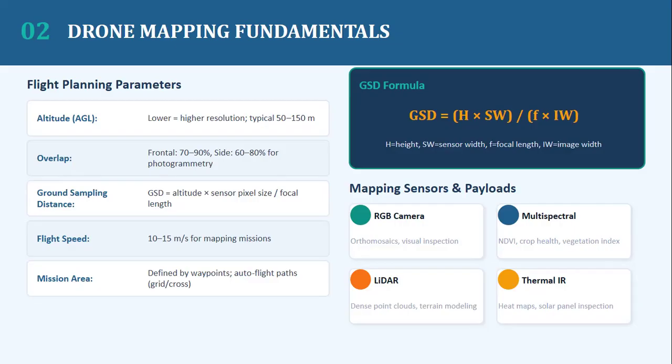Different sensors serve different purposes. RGB cameras are used for orthomosaic generation. Multispectral sensors support crop analysis. LiDAR produces detailed 3D terrain models, and thermal cameras detect heat variations.